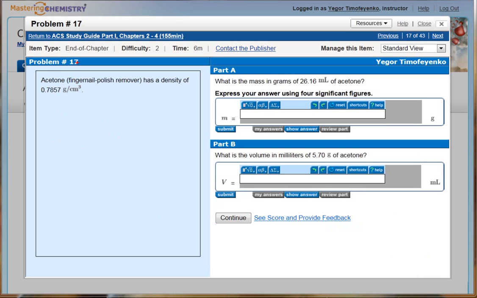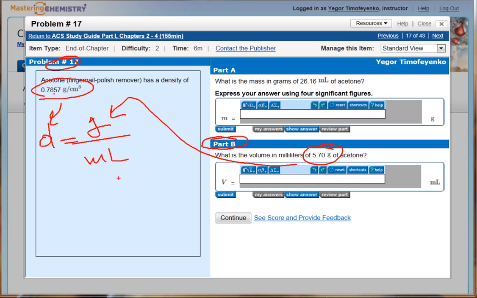So we are on problem 17 now. And let's look at part B. We are asked to find a volume in milliliters of so many grams of acetone. We are given its density. So we know that density is equal to grams per mil. We have this value. We have the grams.